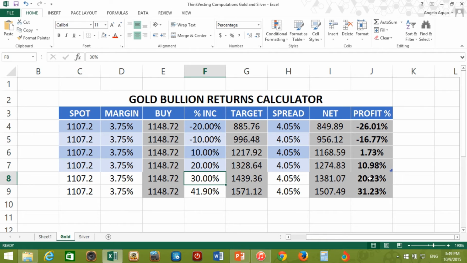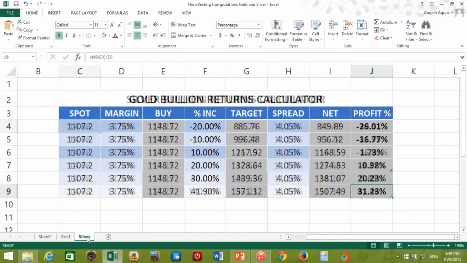30% would result in a 20% profit. And if I hit the maximum of 41 or 42% price increase, I would be able to walk away with a 31% profit from my gold item. Okay, moving on to silver.